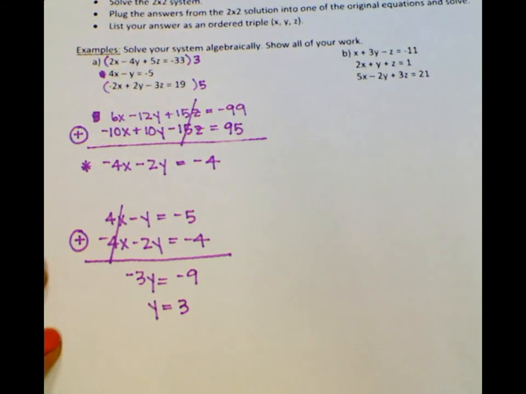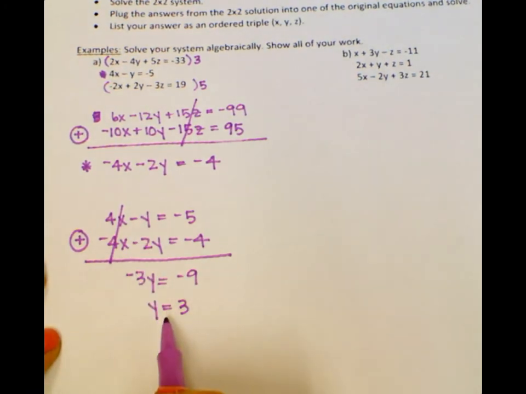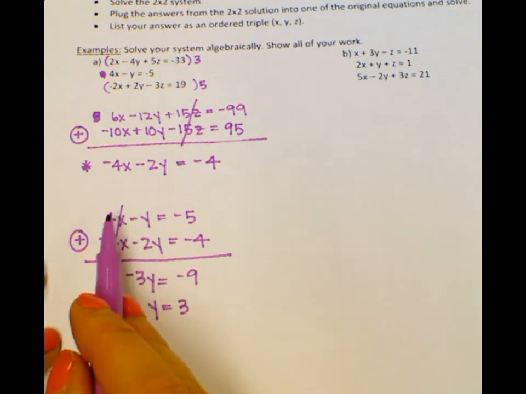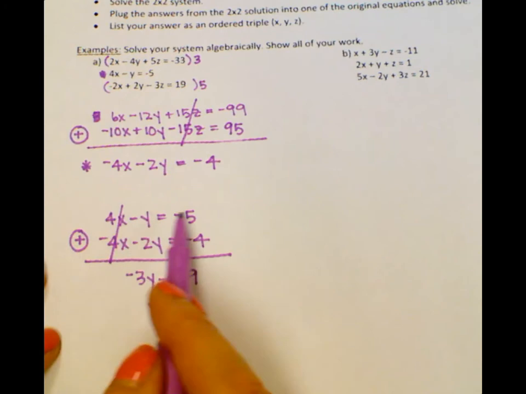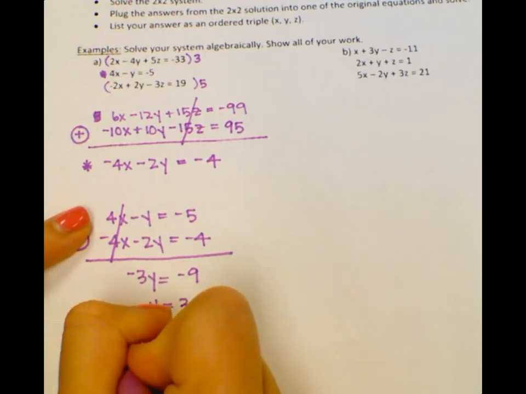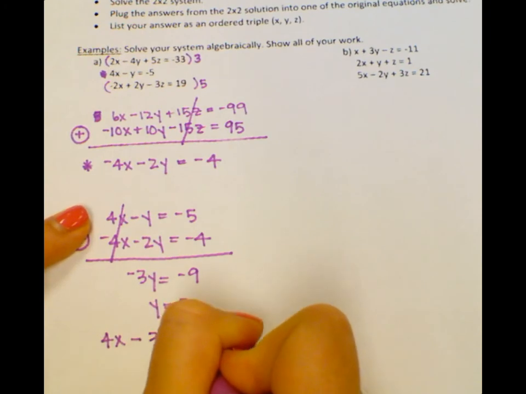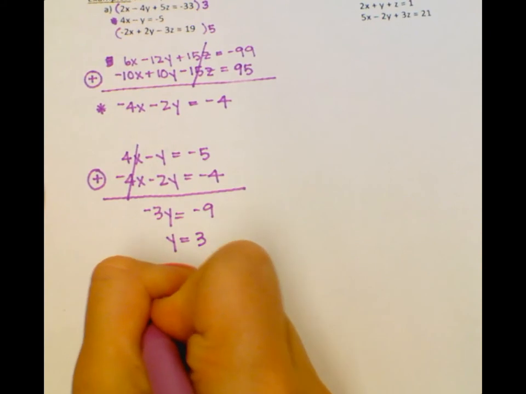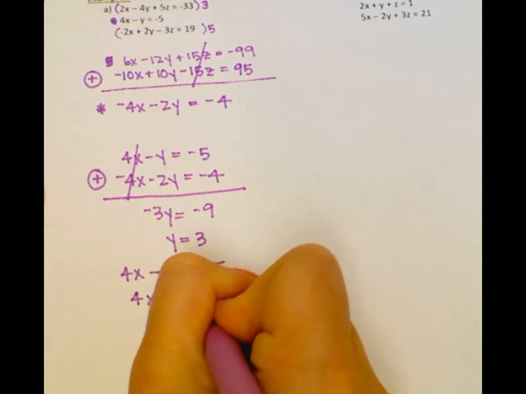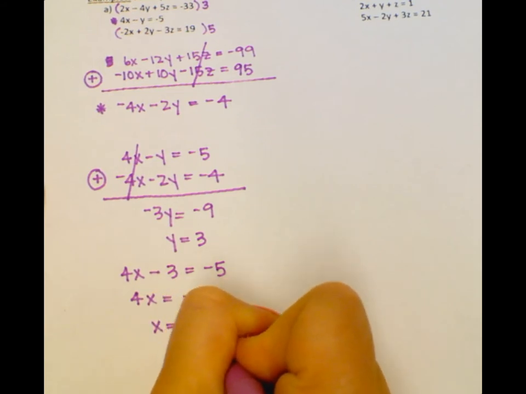Yes, finally got one. Once you get one, then just choose either one of your 2 by 2's to plug that in, so then you can find x. I always just choose this top one, but you can choose the second one too. So I'm going to choose the top one. So I have 4x minus y, which is 3, equals negative 5. So now I'm just going to solve this for x. I'm going to add the 3 and divide by 4. So it looks like I get negative 1/2.